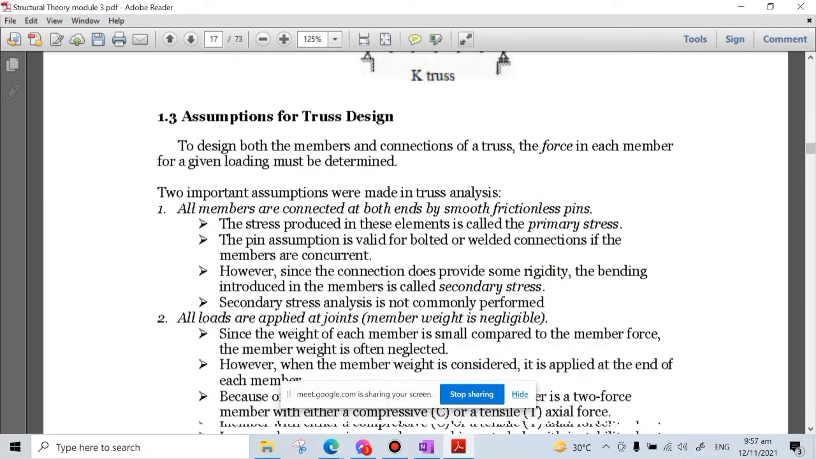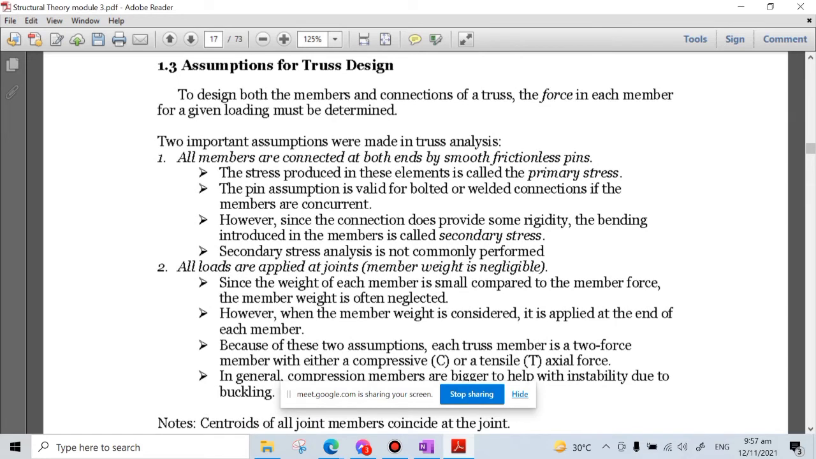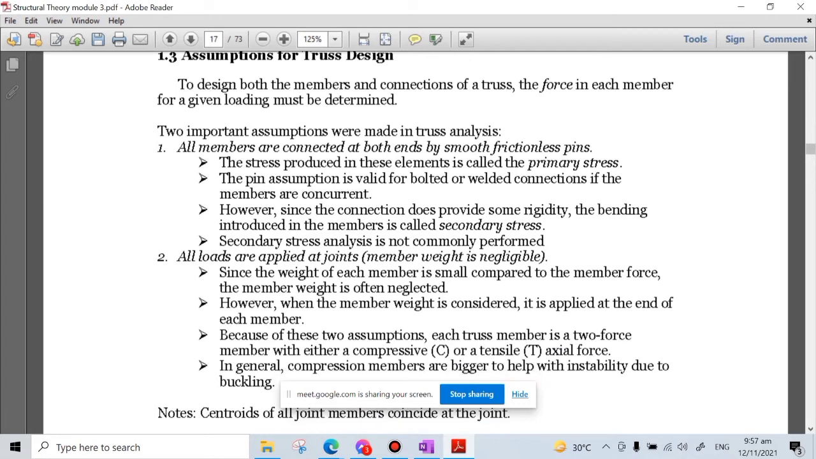So, what are the assumptions for the truss design? To design both the members and connections of the truss, the force in each member for a given loading must be determined. And meron tayong dalawang important assumptions na kailangan natin i-consider.